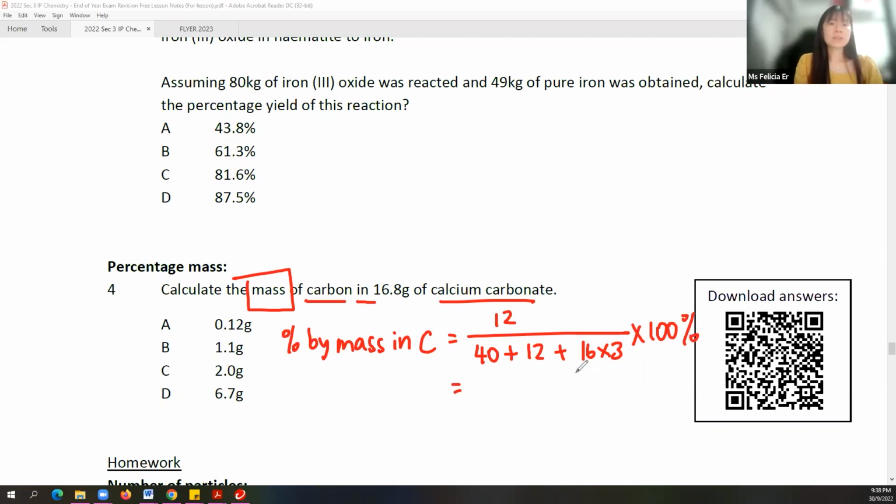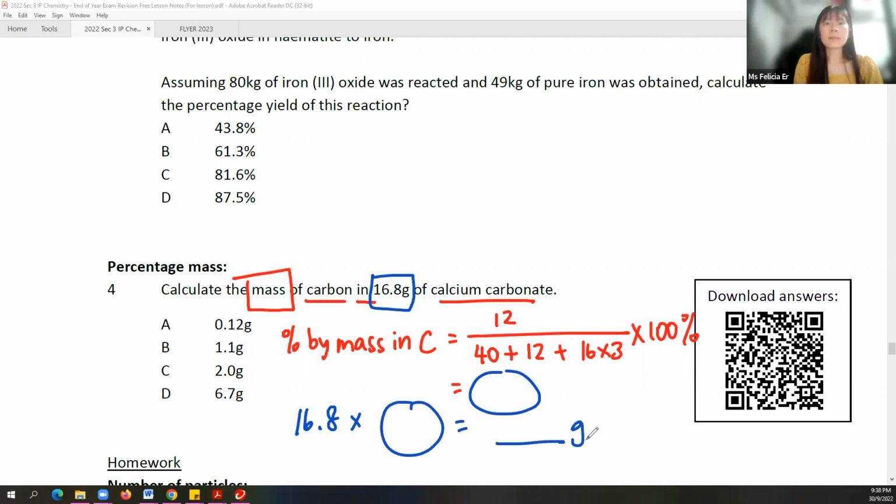Okay, then after you found the percentage, next they are asking you that it has to be in the 16.8 gram. So if you know how many percent it is, then you just take 16.8 times whatever percent that you have over here. Okay, yeah, then done. So the amount of gram will be the answer. Okay, so this answer you just transfer down.